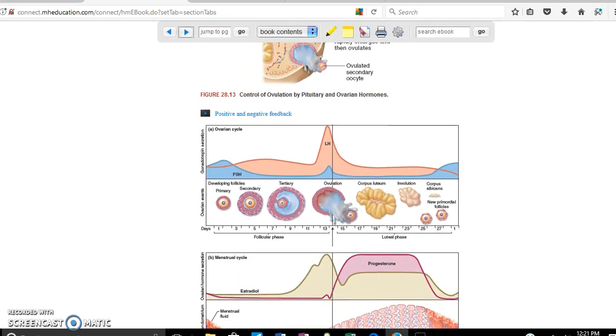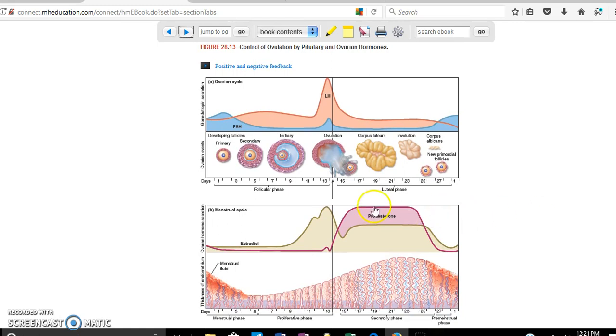Right here, you have a nice graph where you can see all those relations. You can see here day 1 to day 14 approximately, follicular phase, right, where you have the primary follicle, secondary, tertiary follicle. Day 15 is ovulation. After that, I told you more or less day 18 to 20, you'll get the corpus luteum. Corpus luteum continues until day 25, more or less, where the corpus luteum begins to die and turns into the corpus albicans. Once the corpus albicans dies, then the whole process starts again.